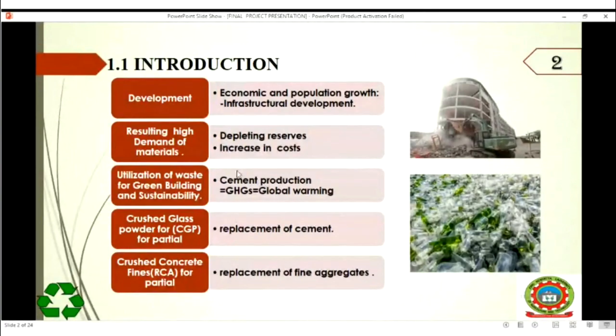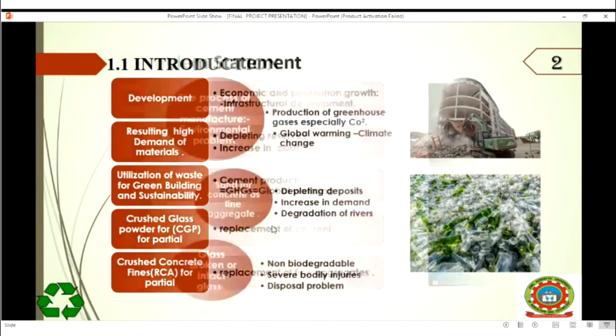Therefore, it has come to researchers to come up with sustainable, eco-friendly methods in engineering to find solutions and come up with materials that can help mitigate this issue. Thus, we propose treatment of cement and fine aggregates with crushed RCA and CGP.